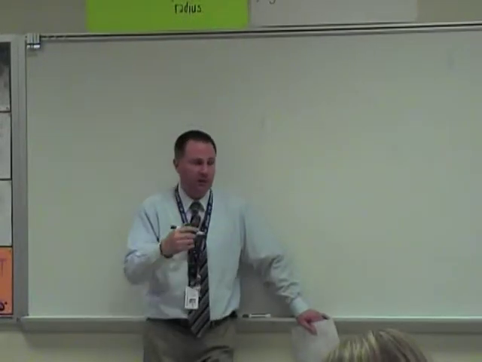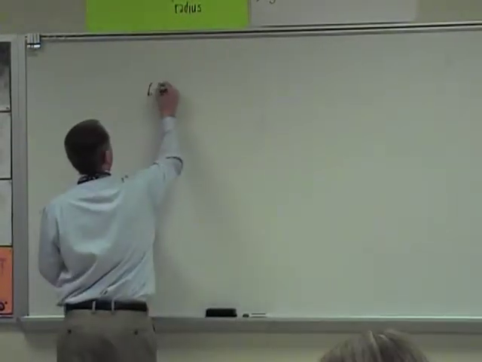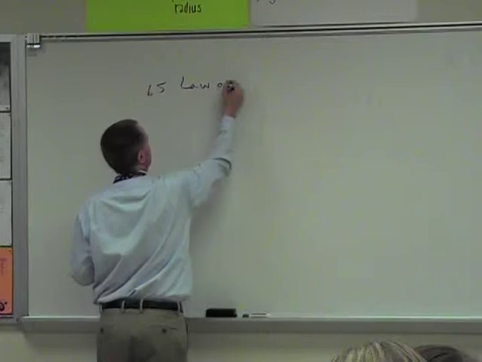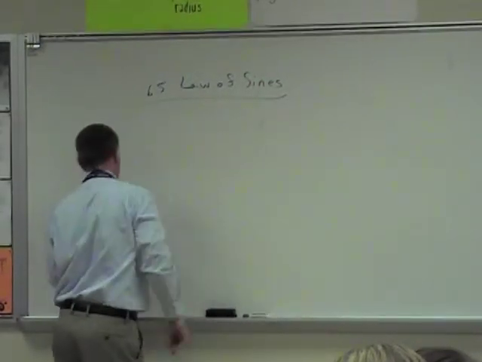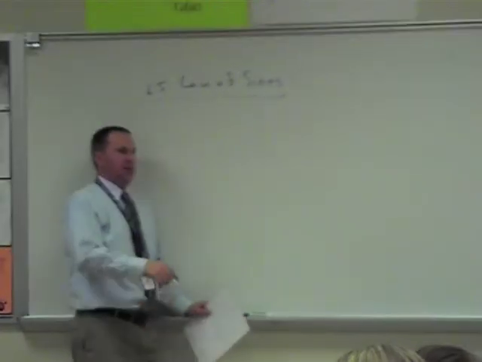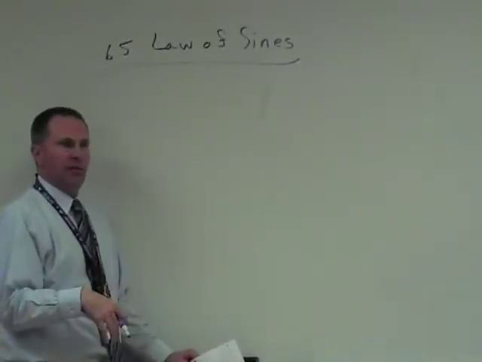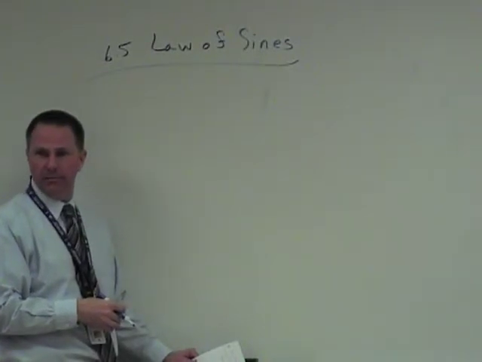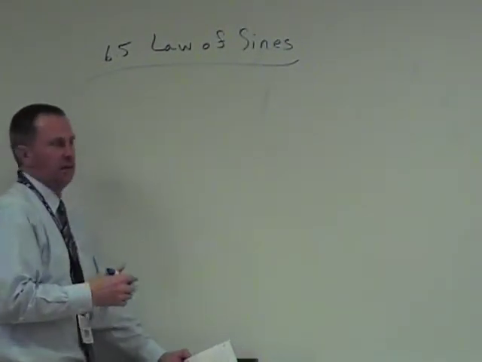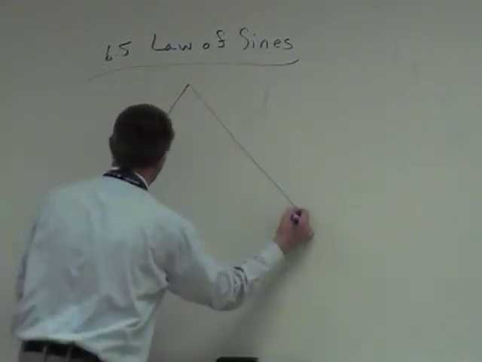Sine function. This is called 6.5 law of sines. But I'm not going to write the whole thing out. I'm just going to tell you what it is. It is ratios from angles to the opposite side of the triangle. That's what the law of sines is. So I'm just going to draw the picture.